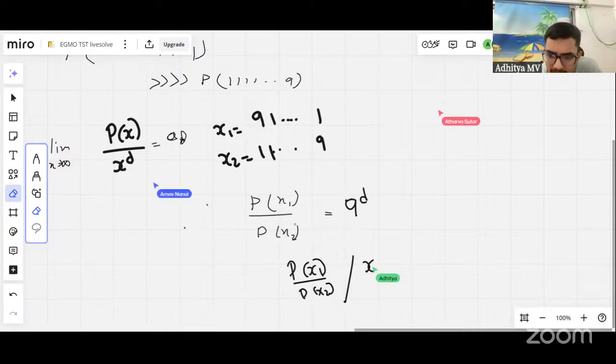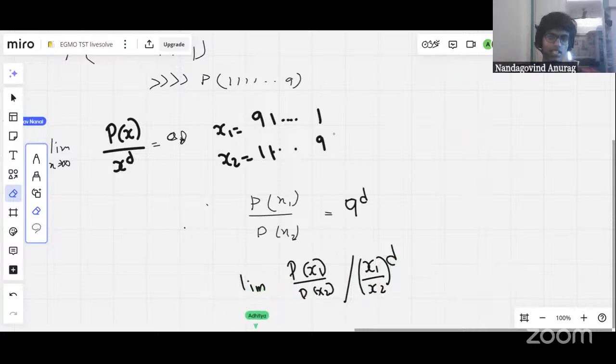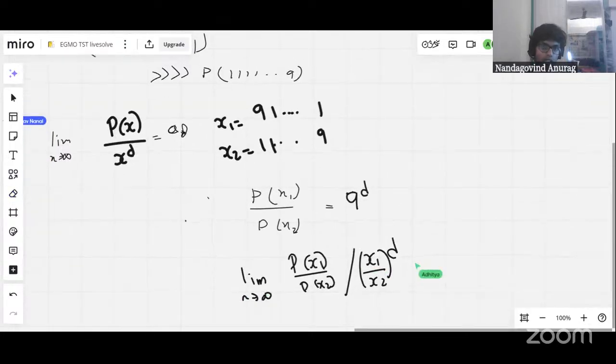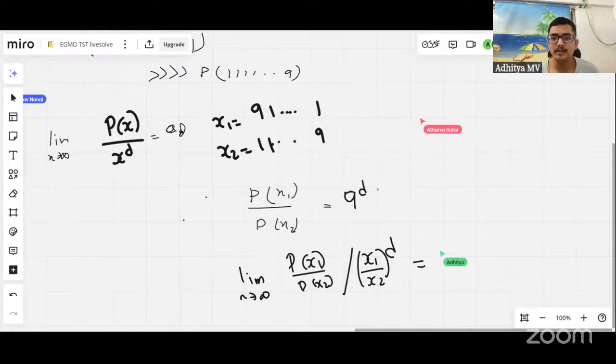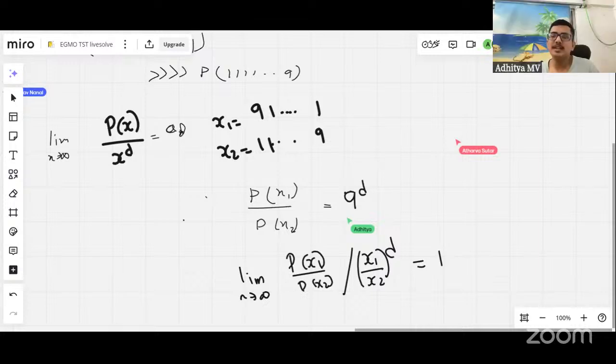Wait, one second, it's something like this, right? This is going to be constant. Oh wait, what am I saying? Yes, it's going to go to 9 to the power d. Actually, it's going to 1. So if x1 by x2 goes to 9, then p of x1 by p of x2 goes, but it should be bounded by 10 though. It's bounded by 10.